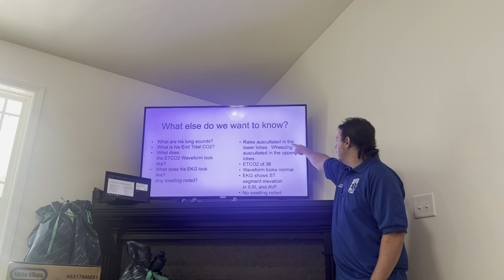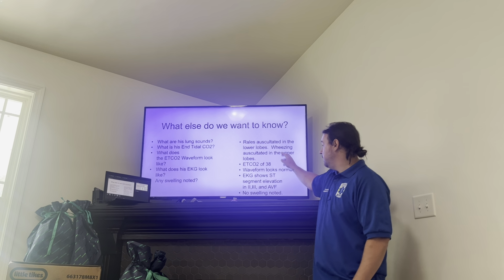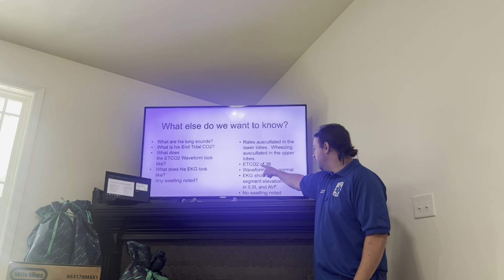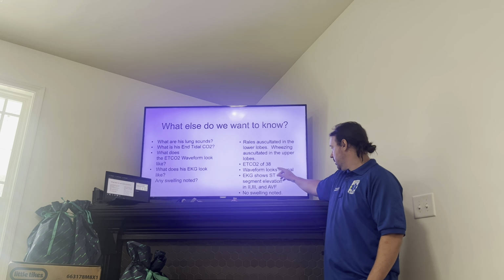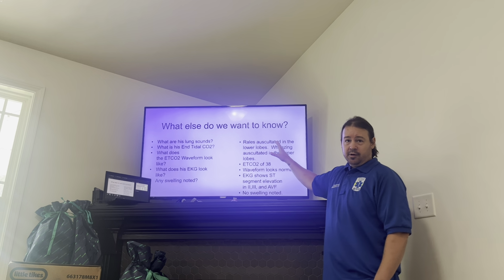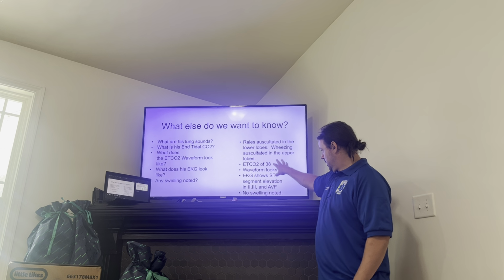He does have rales auscultated in the lower lobes and wheezing in the upper lobes. Okay, so he's got both. His end tidal is 38. The waveform looks pretty normal. Okay, so even though we're hearing a slight wheeze in the upper areas, it looks like we're not showing any waveform changes.